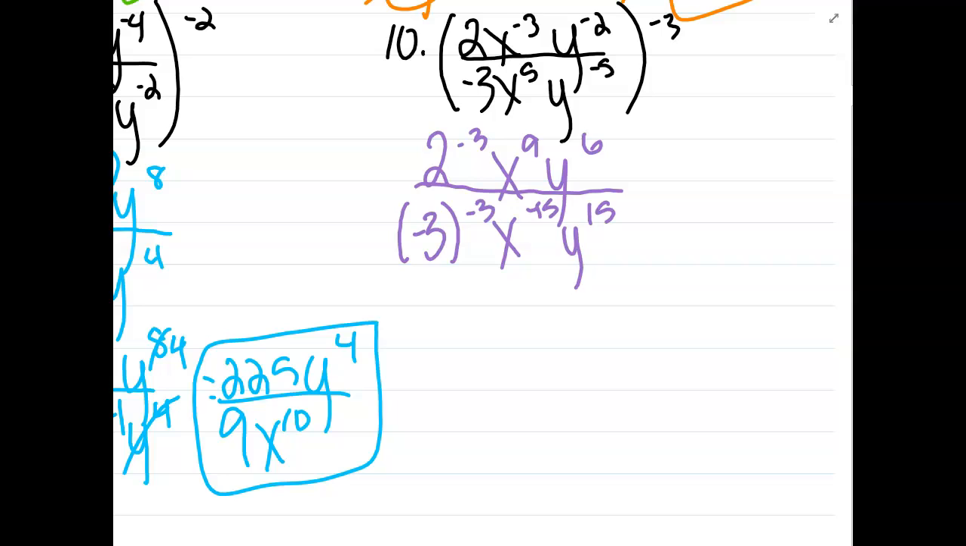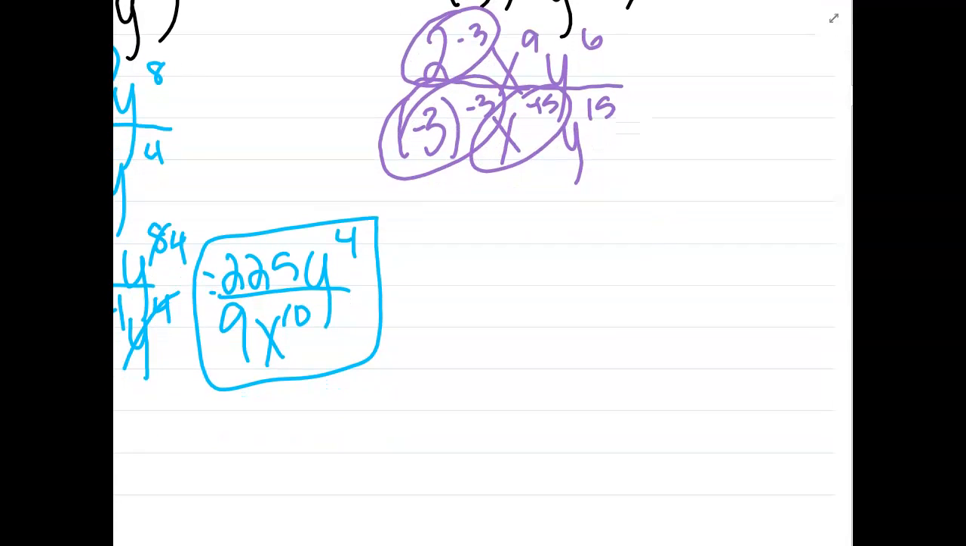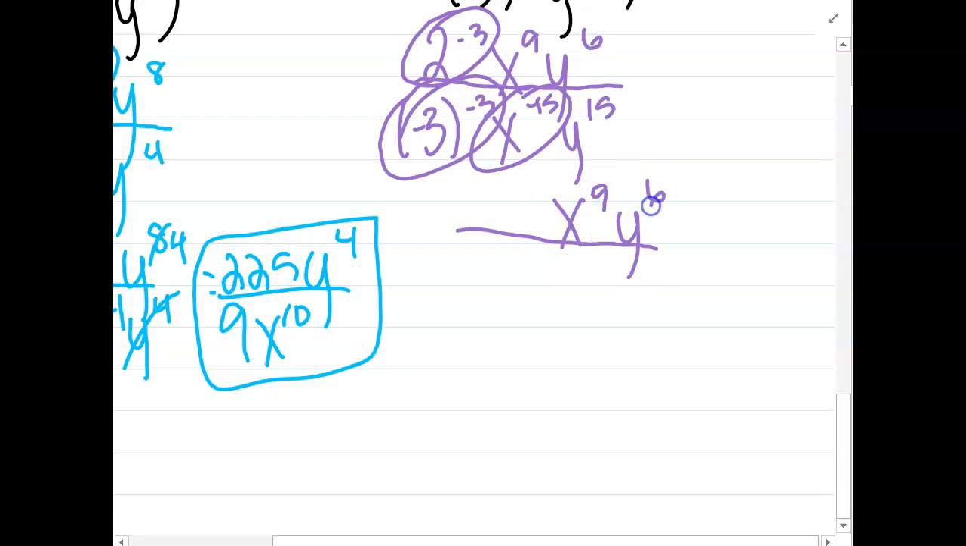Okay, for me next, I'm going to fix the negative exponents. So I have the 2, the negative 3, and then the x in the denominator. Now remember, if you didn't circle it, don't move it. The x to the 9th, the y to the 6th stay in the numerator. The y to the 15th stays in the denominator. The 2 from the numerator comes down to the denominator. The 2 doesn't change, but the negative 3 becomes positive 3.